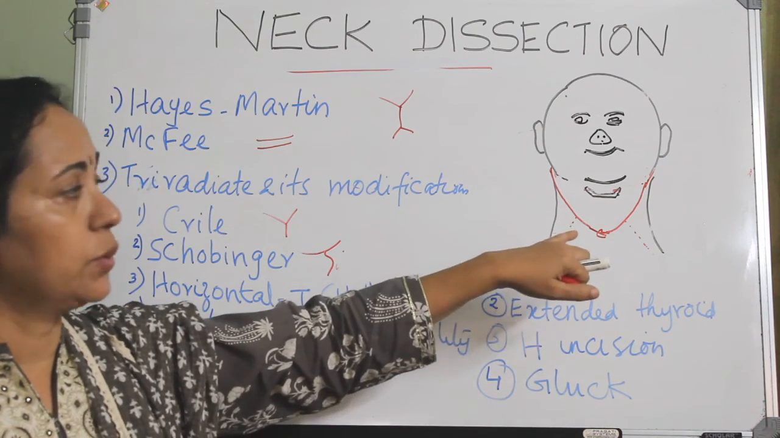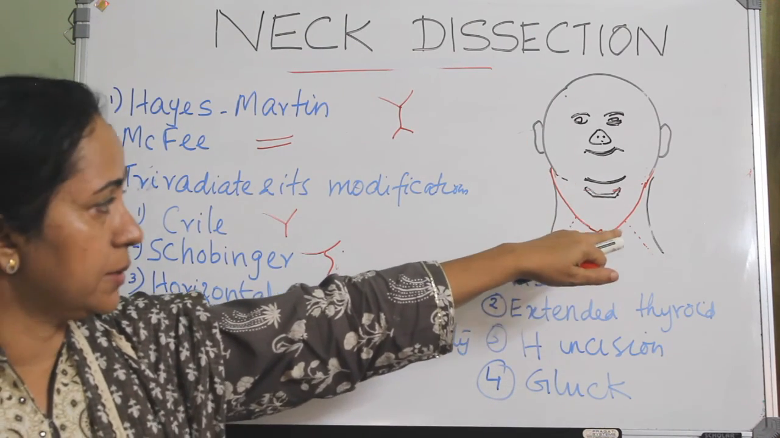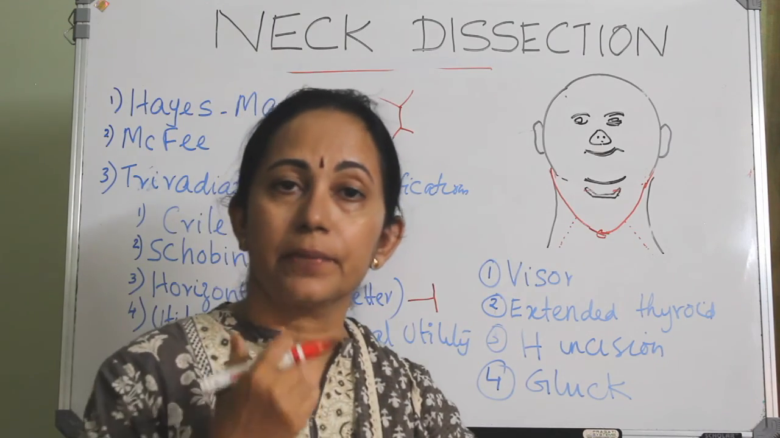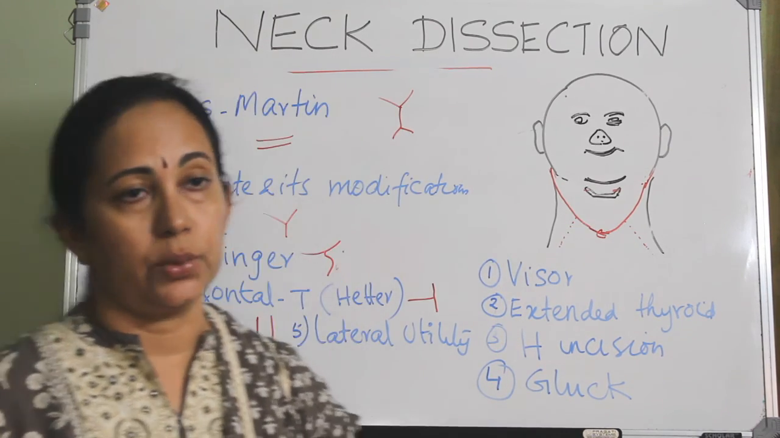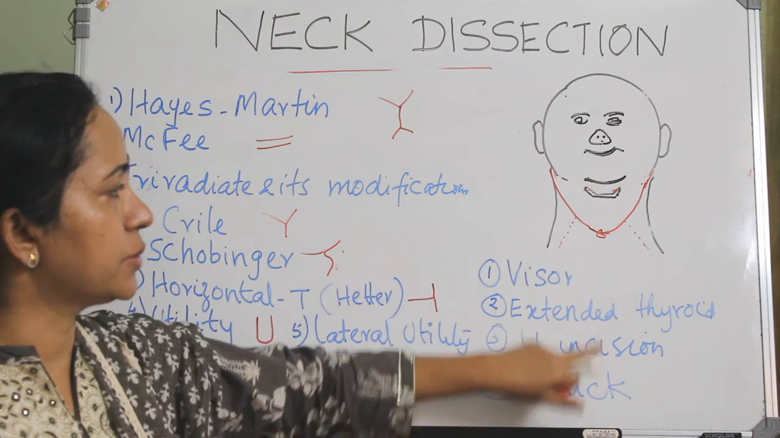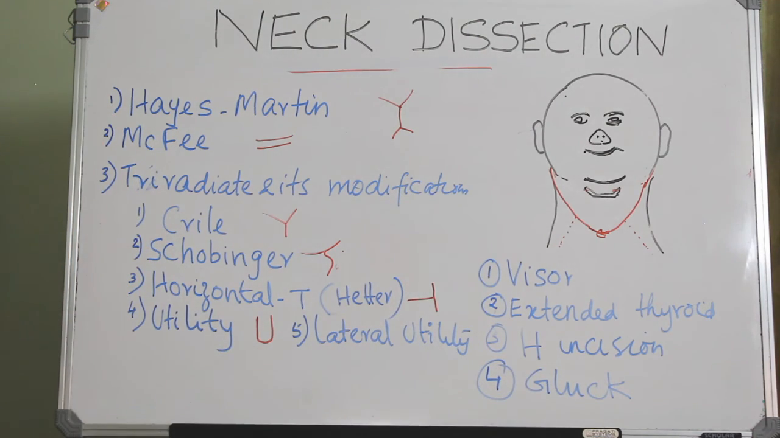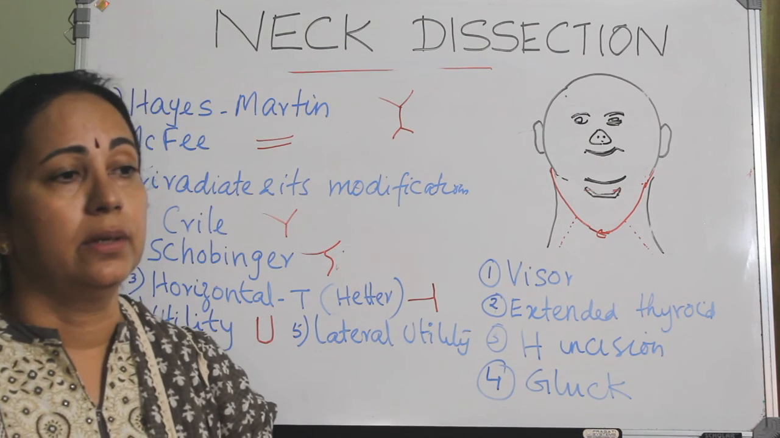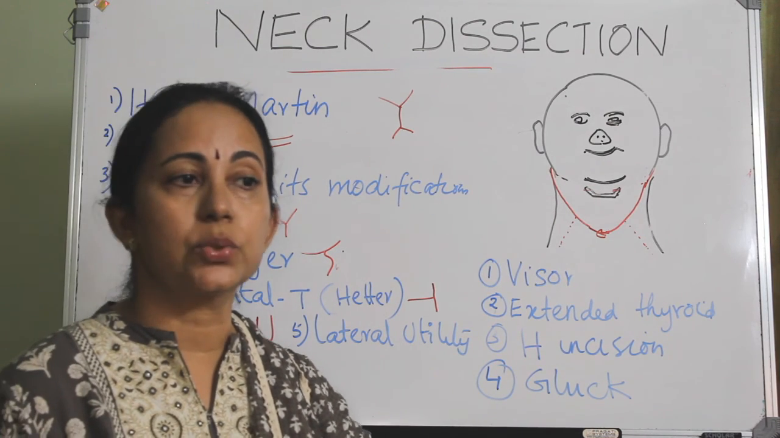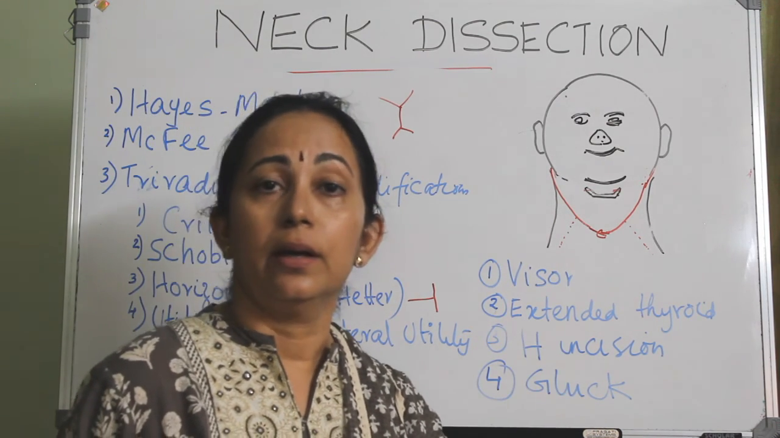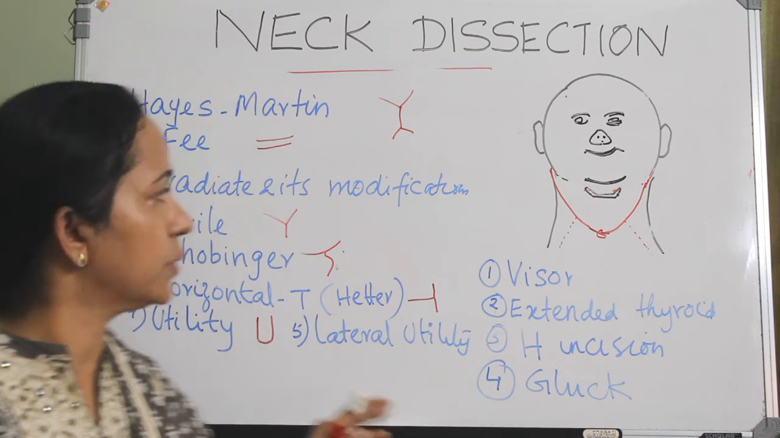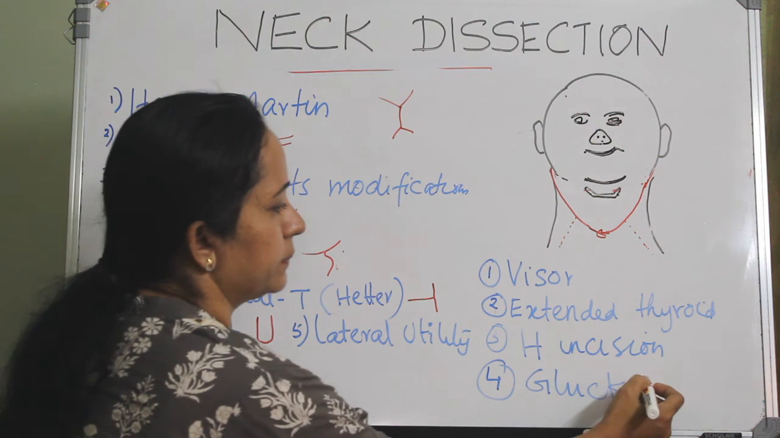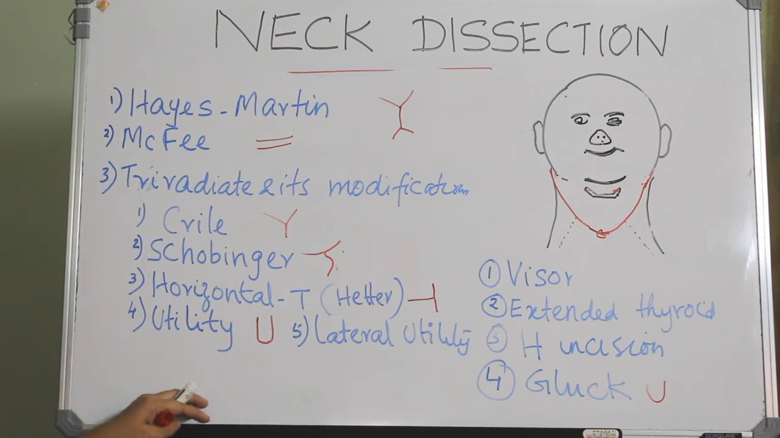And if it is a permanent tracheostoma of total laryngectomy, this flap can be slightly extended inferiorly to include the tracheostoma. Okay, so this one is the Gluck-Sorensen incision or apron flap. This gives a very good exposure to the surgical site, and also cosmetically it is much better than many other incisions. Okay, so these are the different types of incisions used for neck dissection.